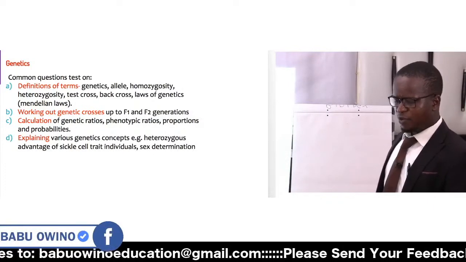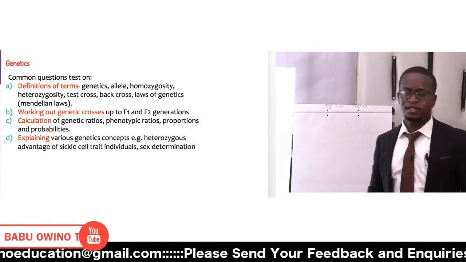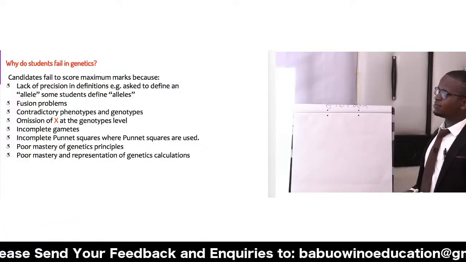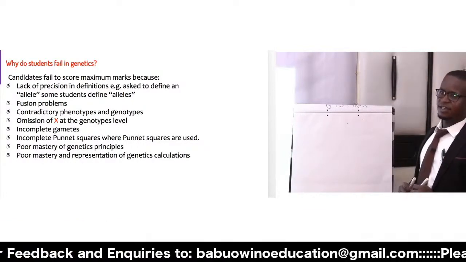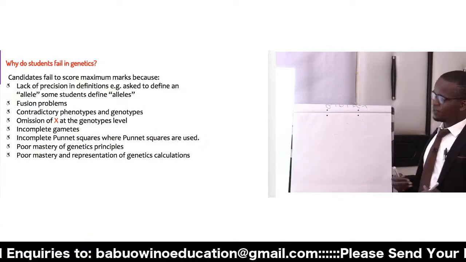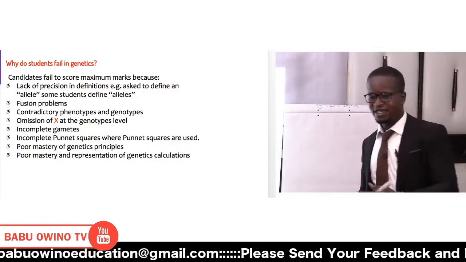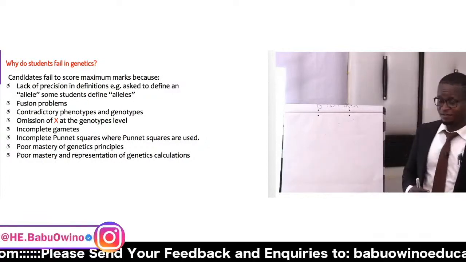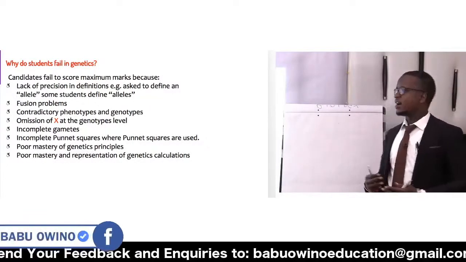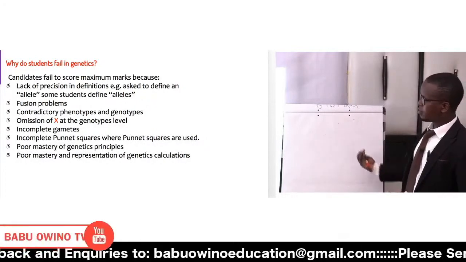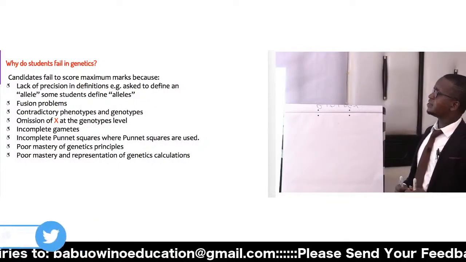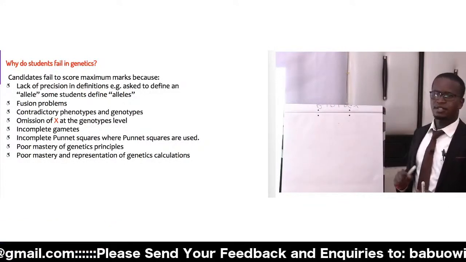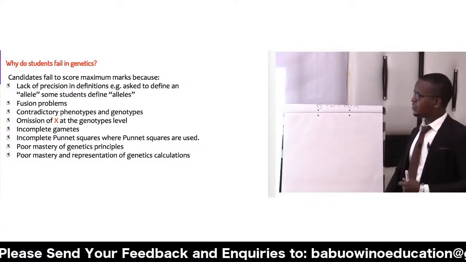So what are the common reasons why students usually fail in genetics? Students usually fail to score maximum marks in genetics because, one, lack of precision in definitions. A question is asking students to define an allele, and a student defines alleles. A question is asking a student to define homozygous condition, and a student defines homozygote condition. A question is asking students to define test cross or distinguish back cross, and it becomes a challenge, a sign that there is a problem in seriously mastering the concepts of genetics.